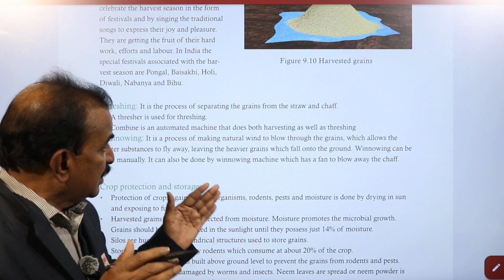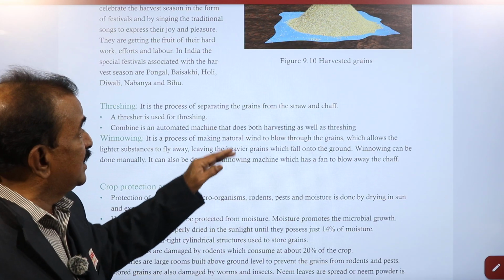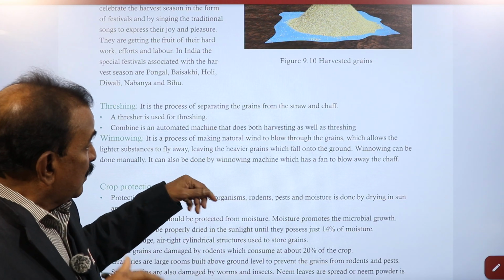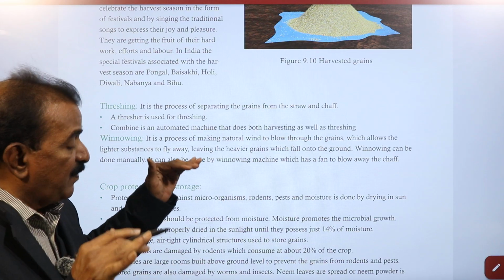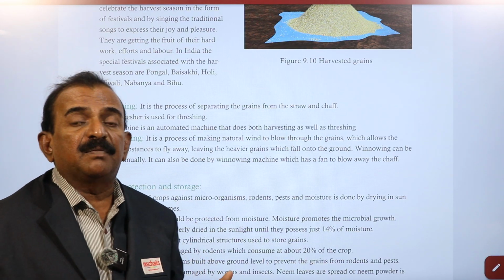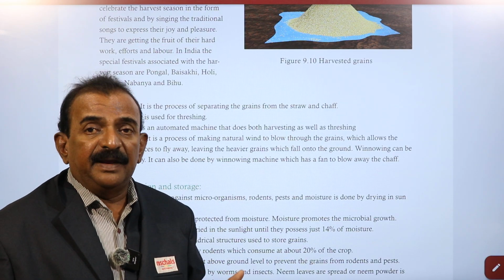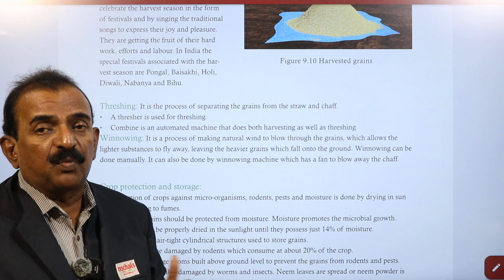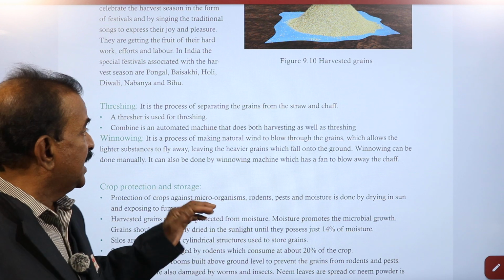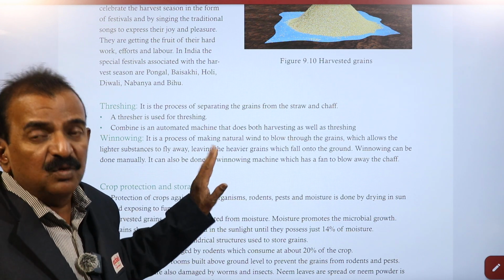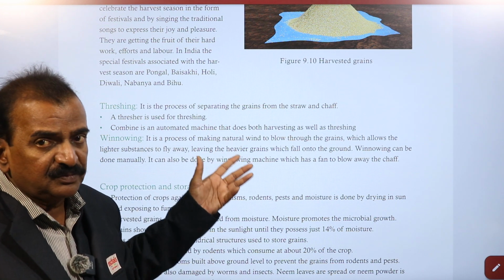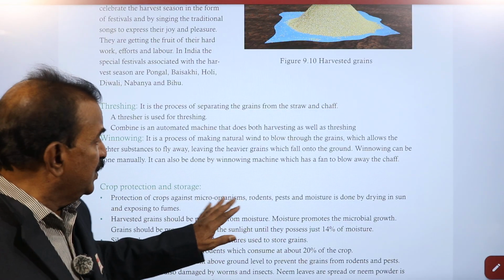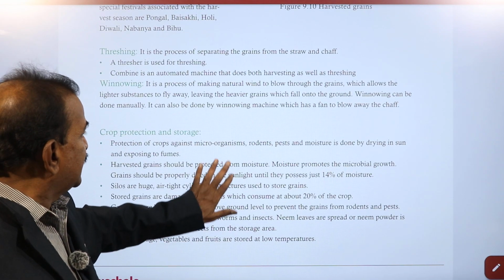These grains are very strong and have weight, and these heavier grains fall on the ground. So in this way farmers are separating grains from the other waste substances which we get during the process of harvesting. So this is called winnowing. We learned what threshing is, and also what winnowing is, and we need to understand.